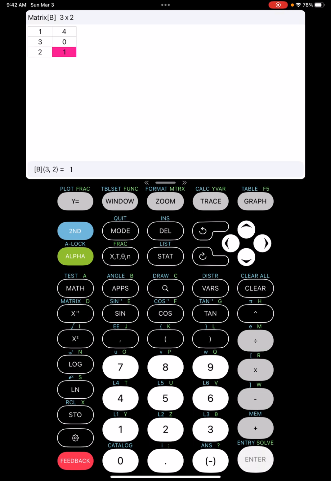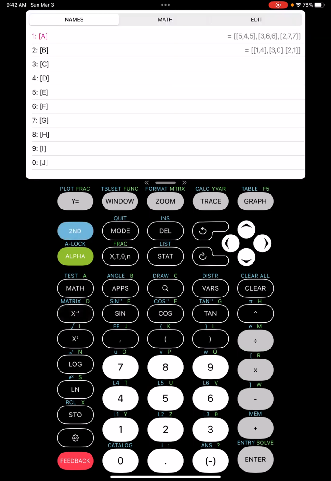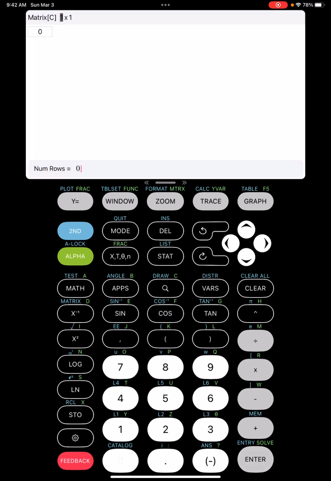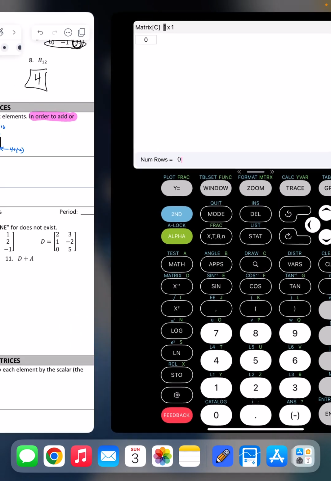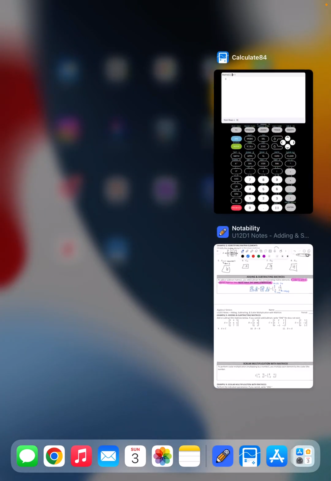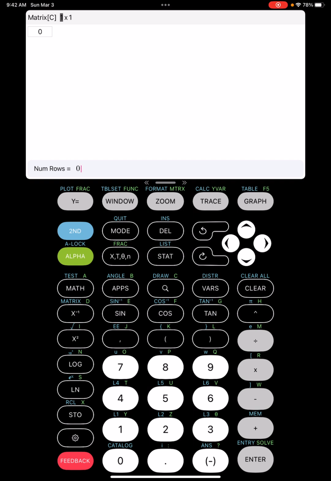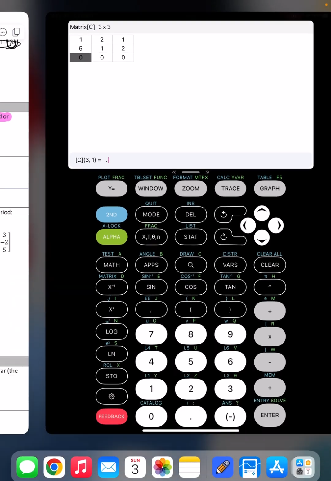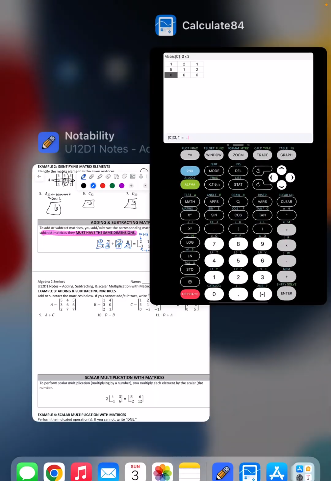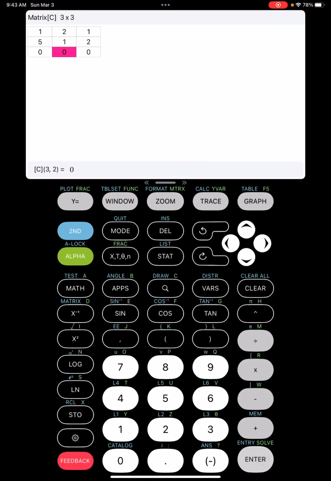Okay, and then we're going to type in the other ones here. So second matrix, over to edit, and then we're going to edit C, and then matrix C, 3 by 3, 1, 2, 1, 5, 1, 2, and then 0, -3, -1. And again, hitting enter after each number to get it on there.